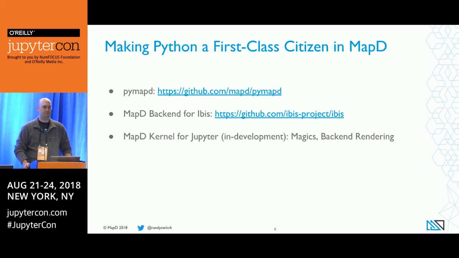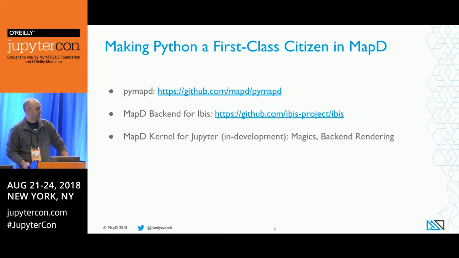We have PyMapD, which is our lowest-level connector. This is basically at the level where you might be using your ORM, so if you're using SQLAlchemy or any other tool like that, that's the level of PyMapD. The second project that we just came out with was the MapD backend for Ibis.